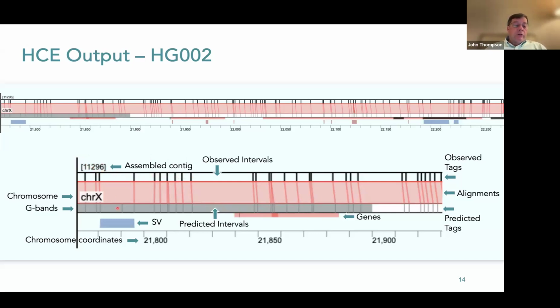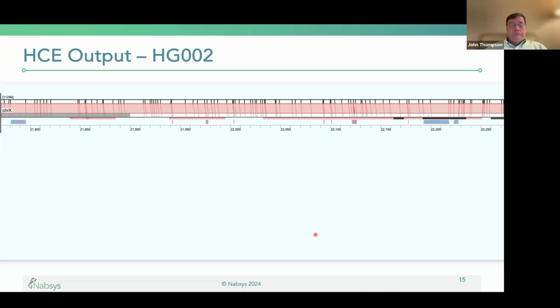And so what you see is that in some places there are structural variants. In this case, there is a missing tag, so that tells you there's something different going on here. There are other places where there are bigger differences. Then you can find all those, and here are the chromosomal coordinates. So this is around 21.8 megabases on chromosome X.